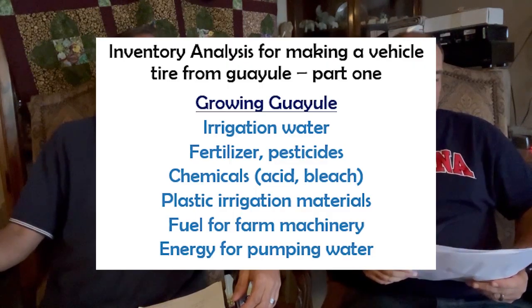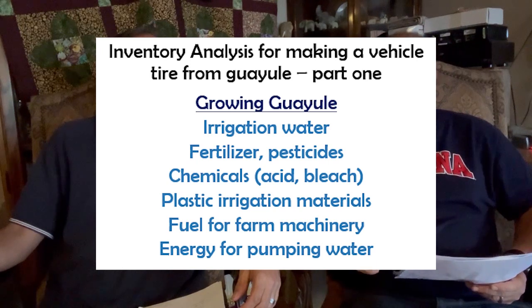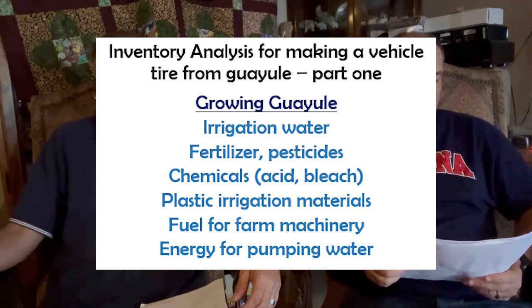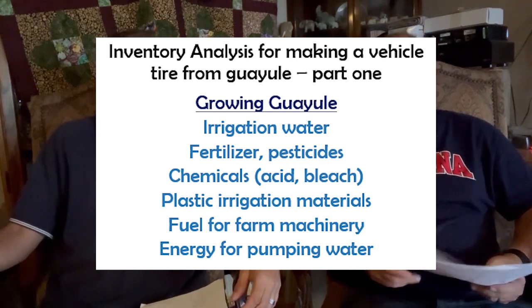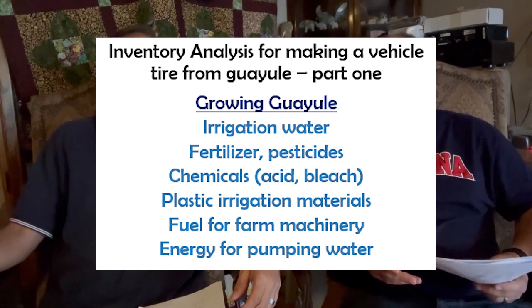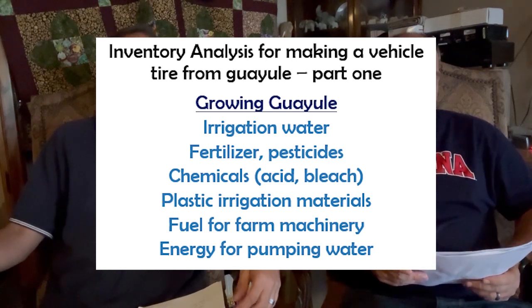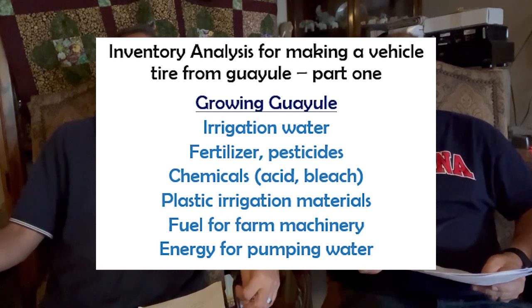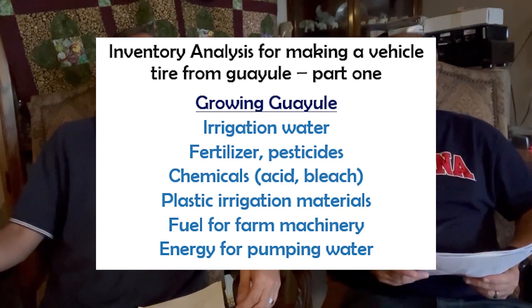For example, with Guayule, we have growing the Guayule, and that consists of using water to irrigate it. We also need fertilizer, and since in our studies we looked at drip irrigation, you have the chemicals you have to use, such as acid and bleach, and the irrigation materials, which are mainly plastics used for the drip irrigation. You have the fuel for the farm machinery to harvest the Guayule and put in the pesticides, and then the energy for pumping the water too. So that's just the inputs you need for growing the Guayule.